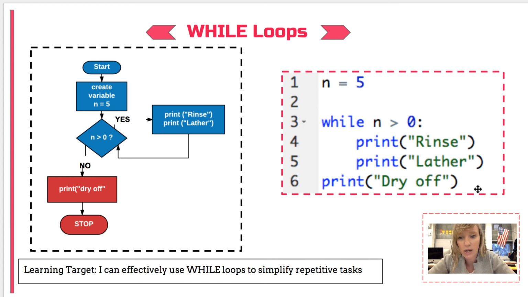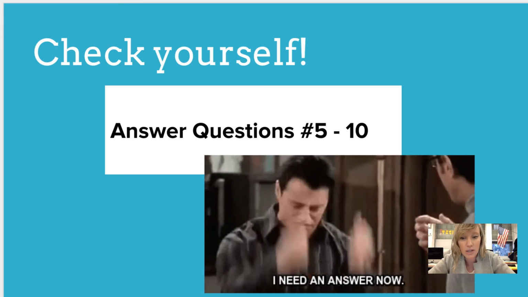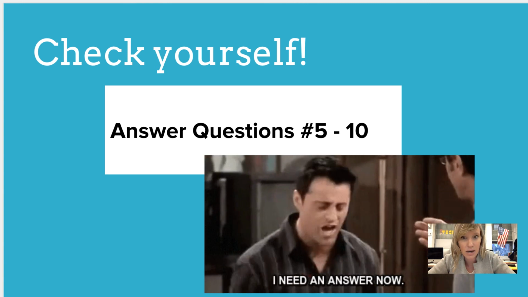Otherwise, just make sure that your iteration variable changes as you go through the loop. All right? And that's going to allow you to answer questions 5 through 10 right now. And that's it.